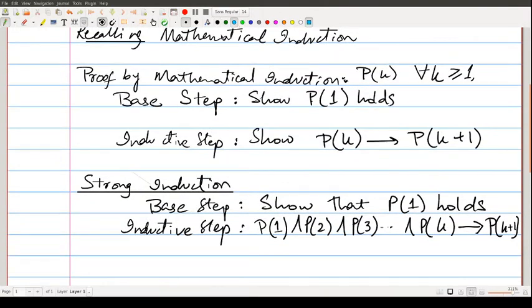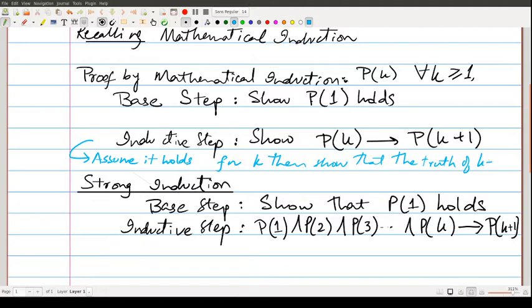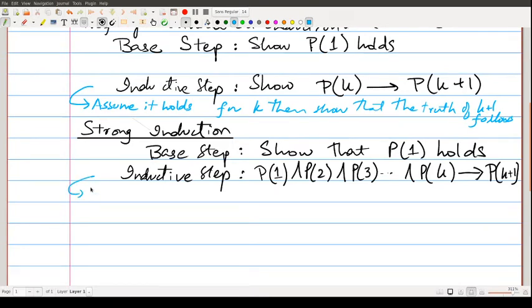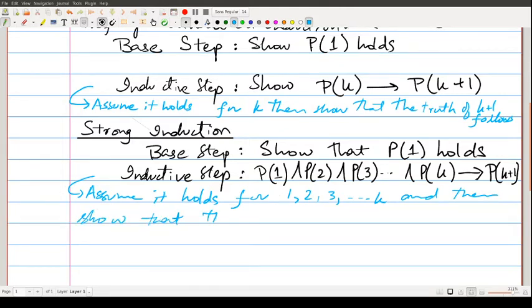So let me just write that down in words. In mathematical induction, what we do is we say that assume it holds for k, then show that the truth of k plus 1 follows. In strong induction, what you're doing is you're saying that assume it holds, whatever statement that you're trying to prove, assume that holds for 1, 2, 3 up until k, and then show that the truth of k plus 1 follows.